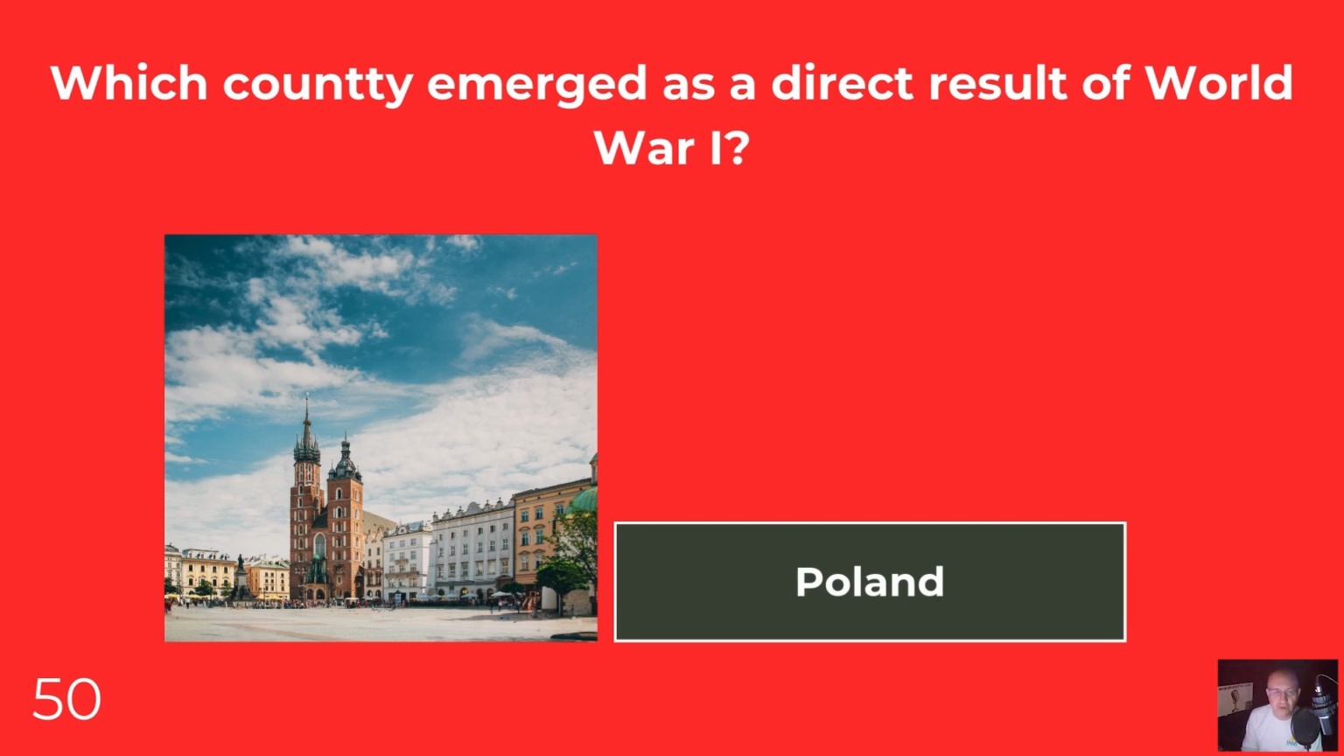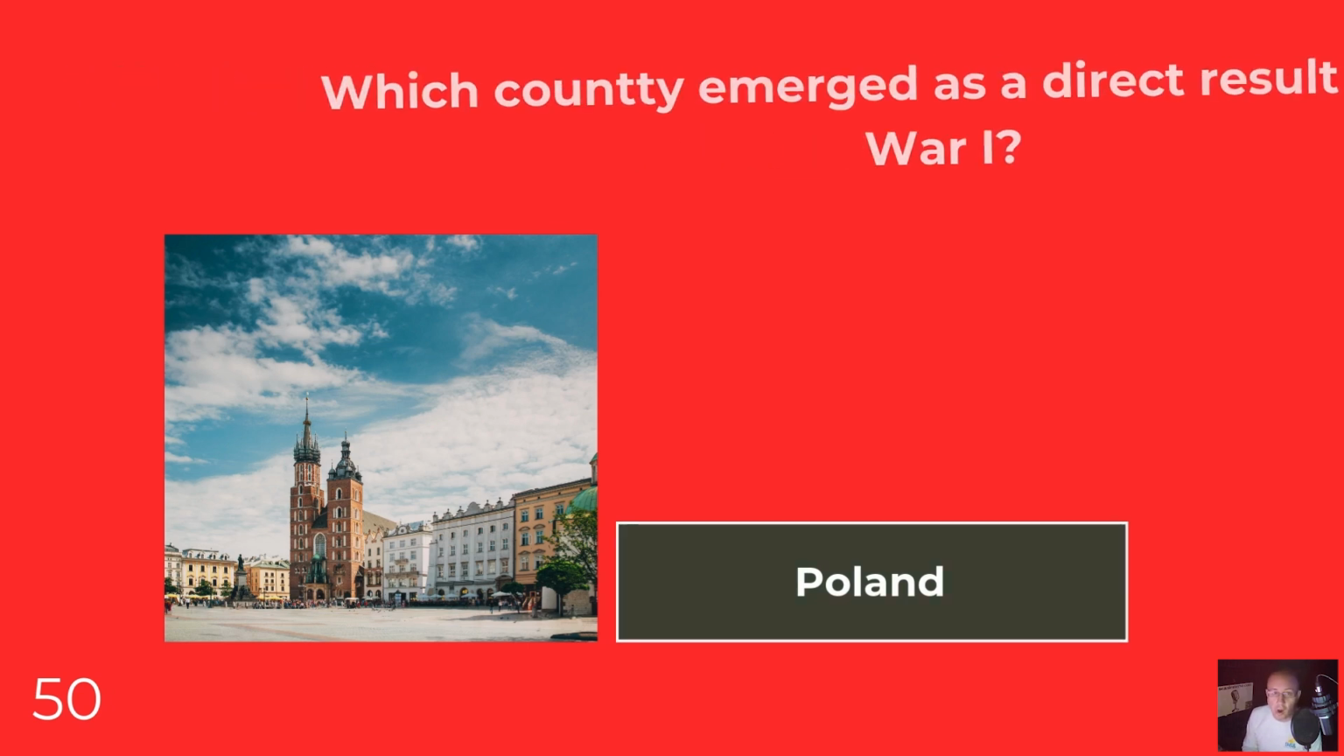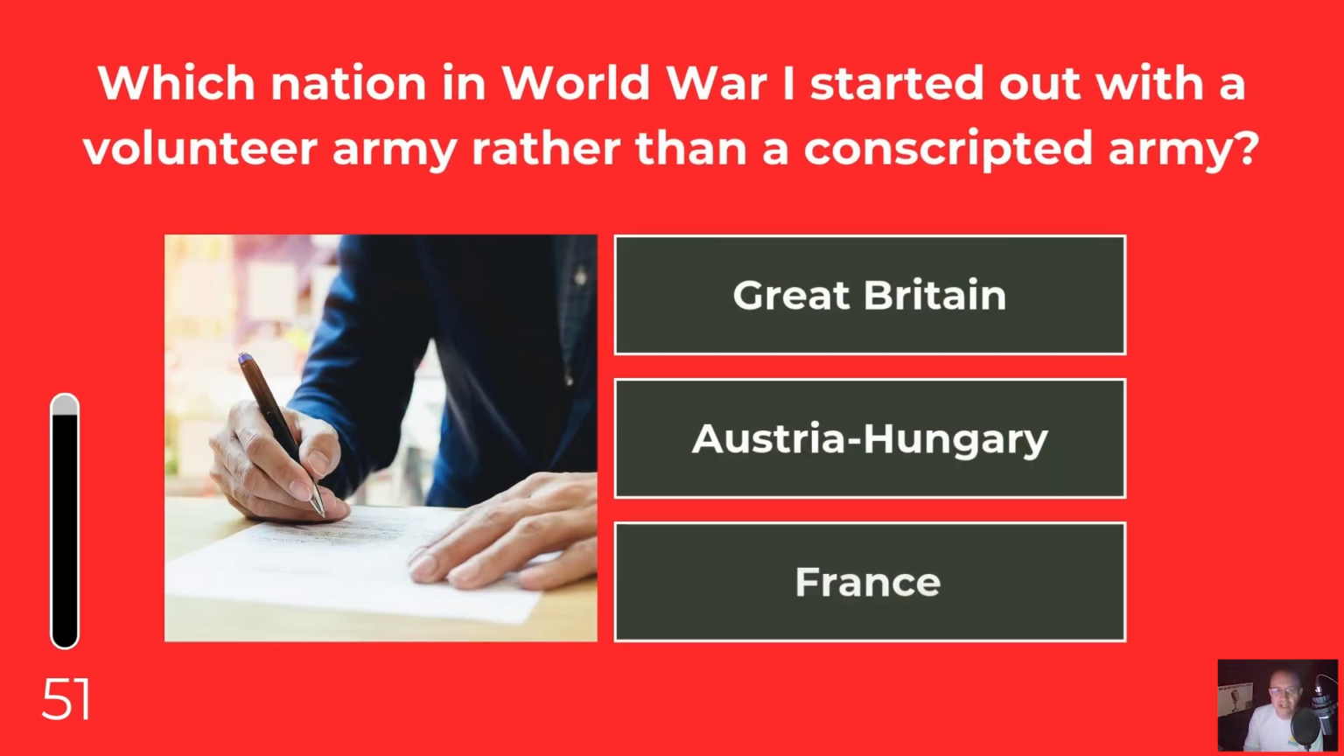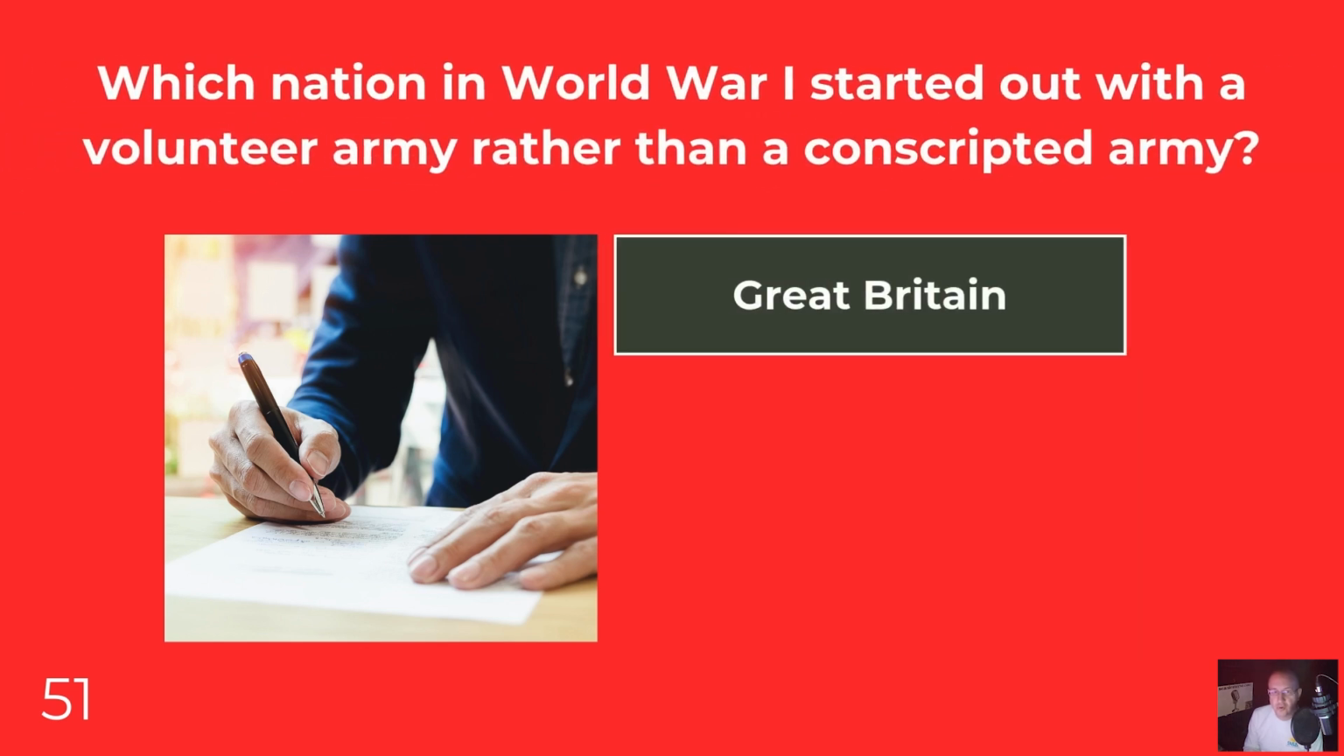Poland emerged as a country as a direct result of World War I. Which nation in World War I started out with a volunteer army rather than a conscripted army? Was it Great Britain, Austria-Hungary, or was it France? Great Britain started out with a volunteer army.